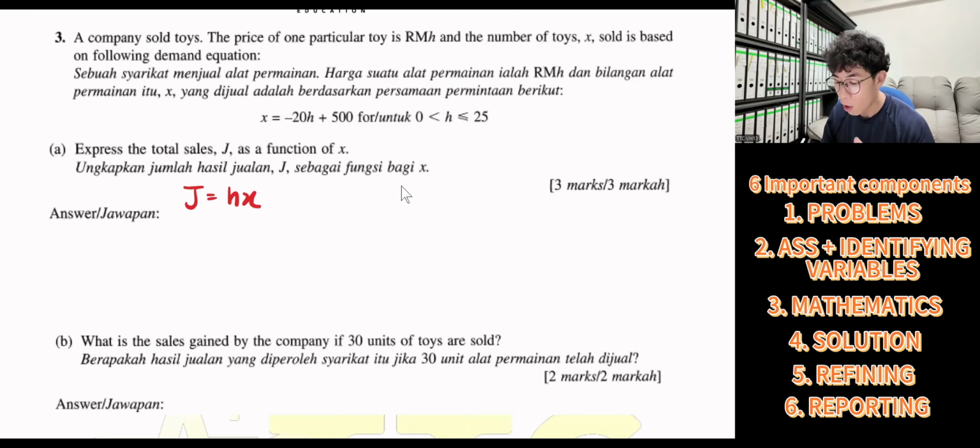Cannot. Number one, why you cannot stop here? Because they say 3 marks. Come on, 3 marks not that easy, right? The second reason why you cannot stop here is because of this. Hey, student, express total sales J as a function of X, meaning you cannot put H inside. There must be X only. For example, if they say express the total sales J as a function of H and X, then can.